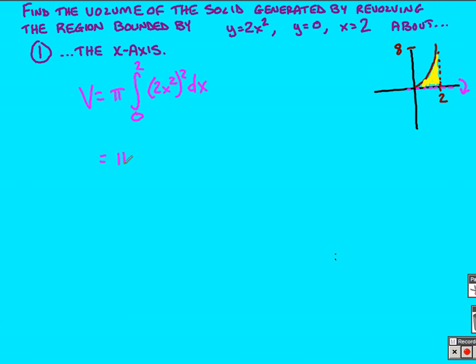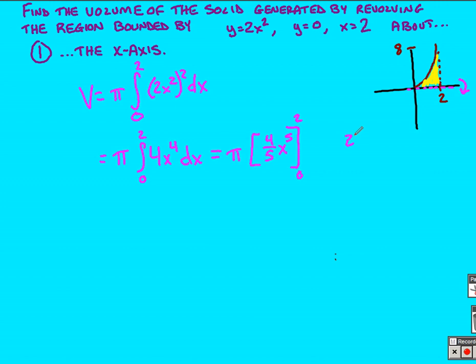So that means that I can now, first let's expand this. 2x squared, all of it squared. I distribute it in and get 4x to the 4th power dx. Okay, this means when I now evaluate this integral, I still have the pi out in front. 4x to the 4th will now become 4/5 x to the 5th. I need that evaluated at 0 and at 2.